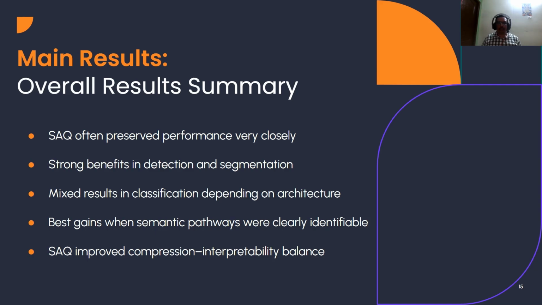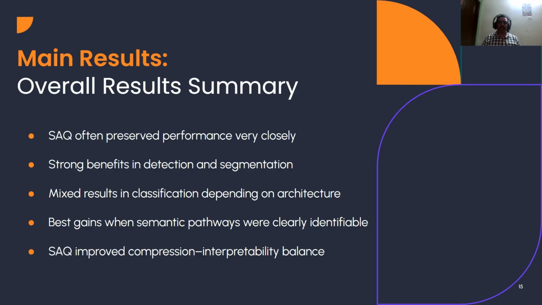First, SAQ was able to preserve performance very closely, especially in object detection and semantic segmentation. Second, the strongest improvements were seen when semantic pathways were clearly identified and stable. This supports the idea that interpretability can meaningfully guide compression.